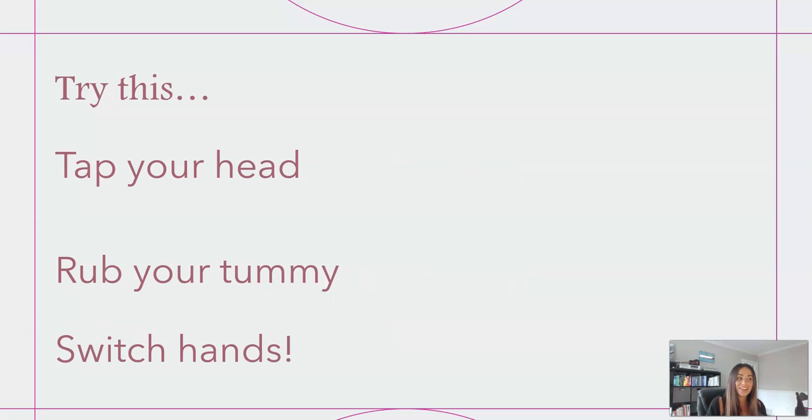Okay, so let's try that again, but now let's switch hands. So now I'm going to use my left hand to tap my head and my right hand to rub my tummy. Might be a little trickier switching hands. Some people are really good at it, but if you're like me, you might struggle a little bit. Let's try some more of those.